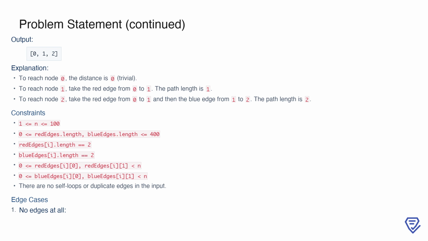This example demonstrates how alternating sequences of edges allow us to reach all nodes in the graph, provided such paths exist. Finally, keep in mind the constraints: the number of nodes can be up to 100, and the total number of edges, both red and blue, can be up to 400. The solution needs to work efficiently within these bounds.